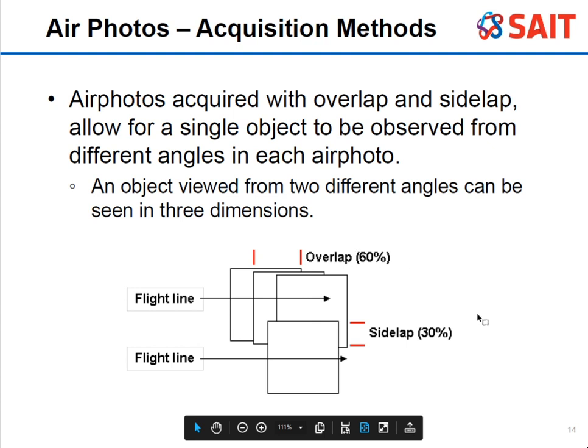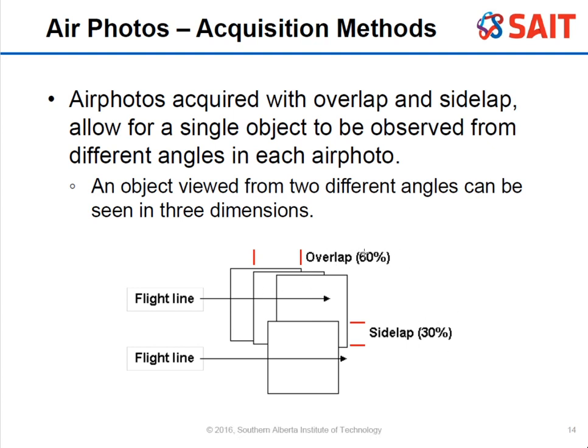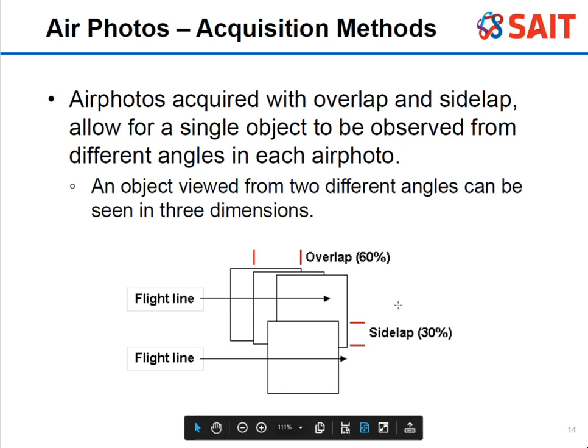But you can see what's important here is the amount. The overlap between the images has to be 60%. The side lap, depending on the industry that you are in, can be as low as 20%, but obviously in this industry, it is 30% in this example.